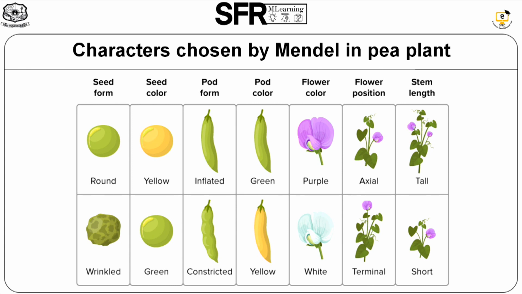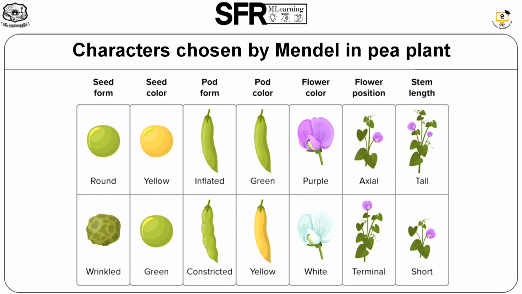So, it can be round or wrinkled, and next one is the seed color, it may be yellow or green, and next one is the shape of the seed, which may be inflated or constricted, and the pod color may be green or yellow, and the flower color can be purple or white, and the next character is the position of the flower, it may be axial or it can be at the terminal, and the height of the plant, it can be tall or dwarf.